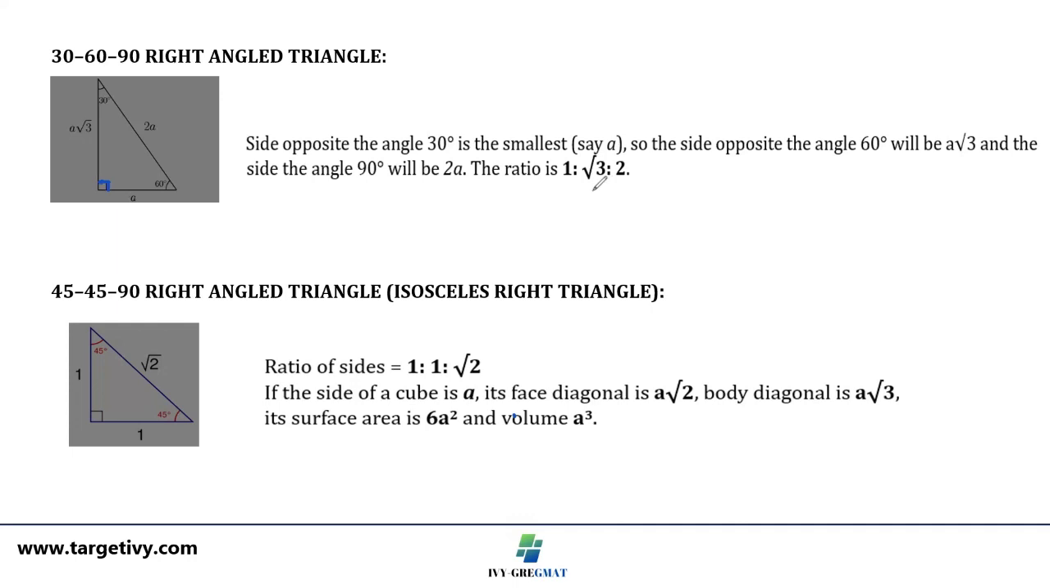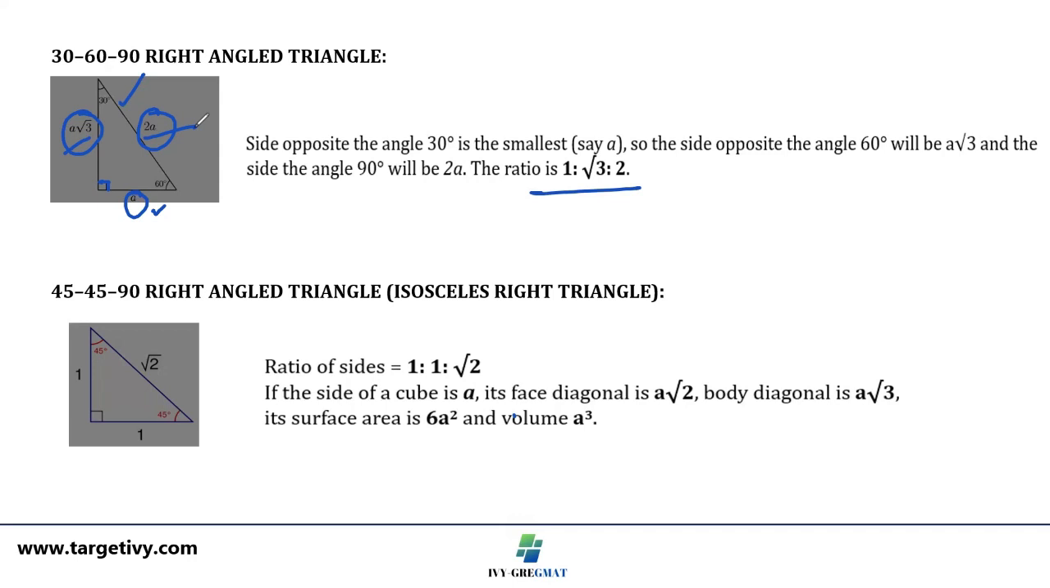The ratio of the sides will be 1 is to root 3 is to 2. So if this is A, this will be A root 3, and this is going to be twice A. For our convenience, we don't have to derive a formula here. So in a 30 60 90 right angle triangle, again I am repeating, if the side opposite to 30 degrees is A, then the side opposite to 60 degrees will be A root 3. The side opposite to 90 degrees will be twice of A.